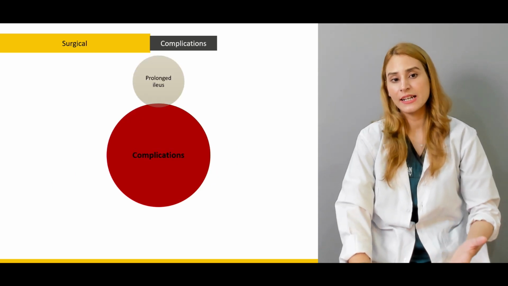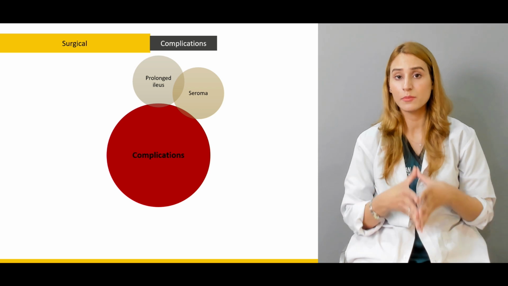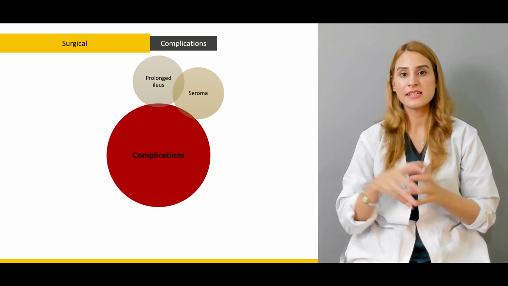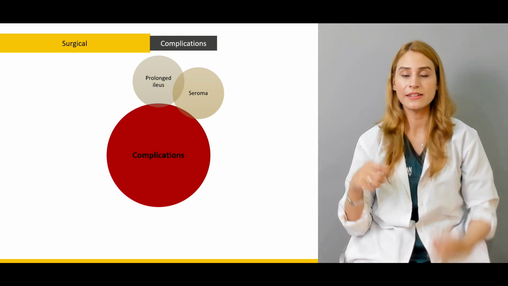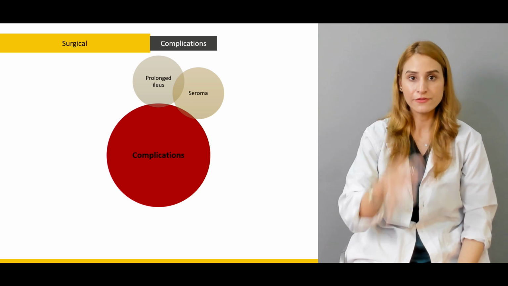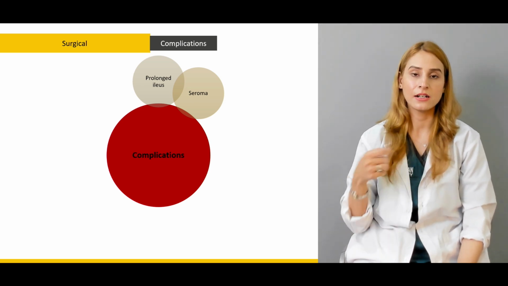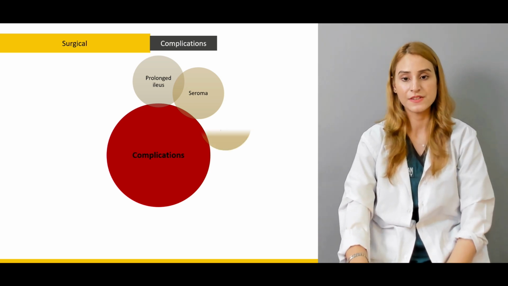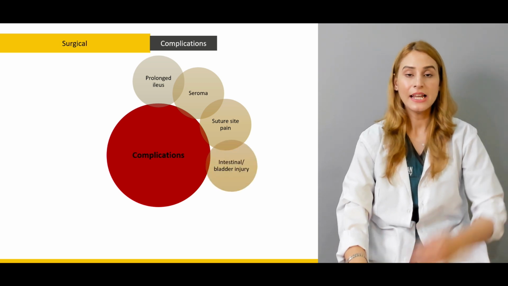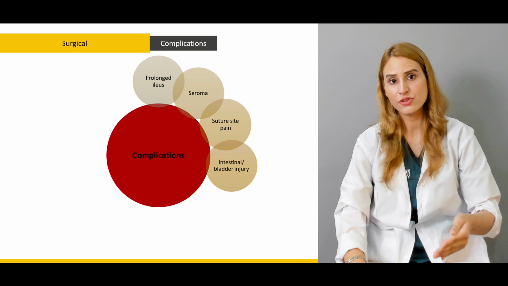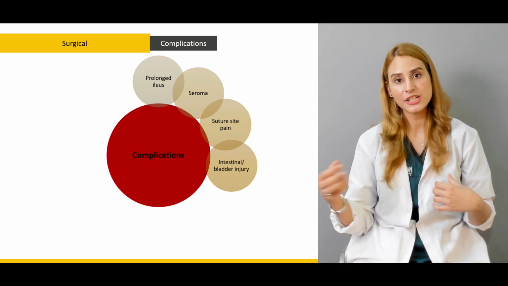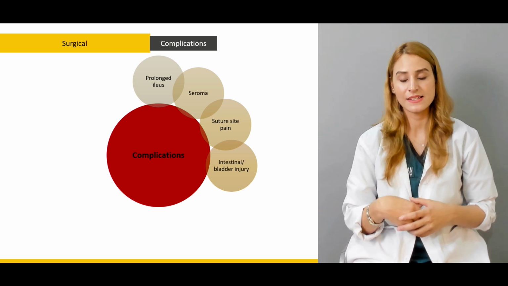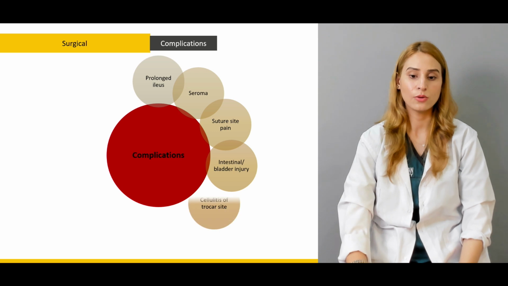Now, what can be the surgical complications? There can be a prolonged ileus. There can be a seroma, because if you're performing a surgery and you're not putting a drain into that wound or space, there can be seroma formation, and the patient can again report to you with the seroma. There can be suture site pain. There can be intestinal or bladder injury, because if you're pushing the contents back into the peritoneal cavity, you can injure the intestinal contents as well.